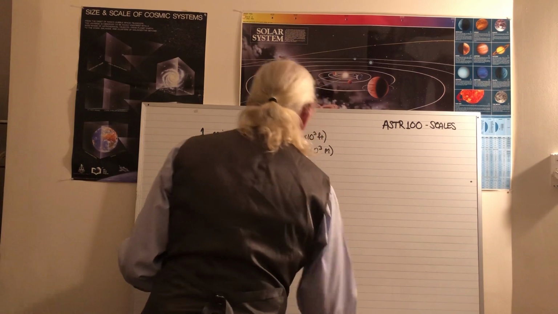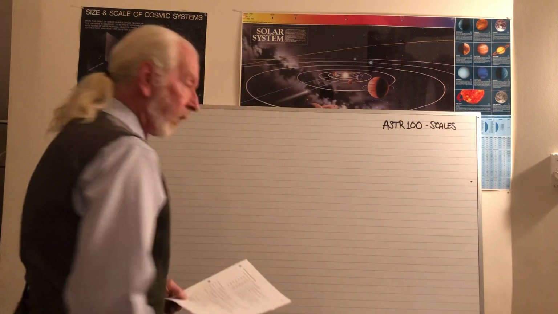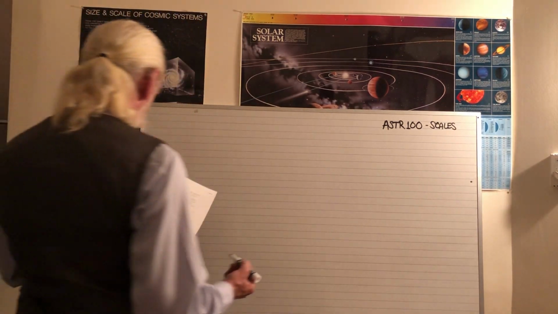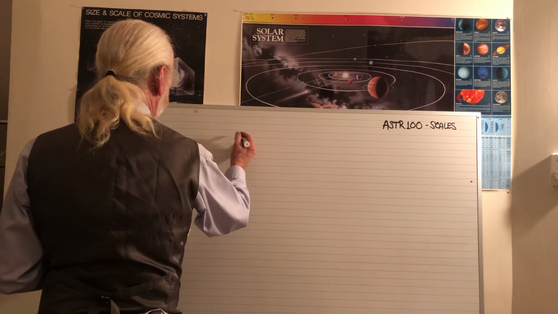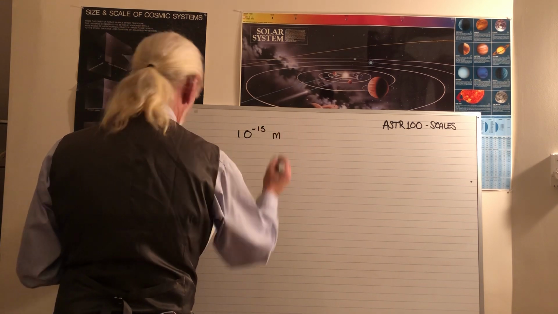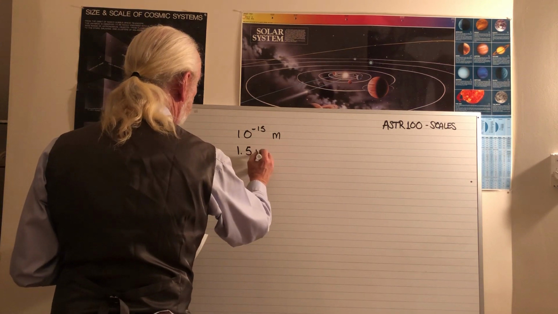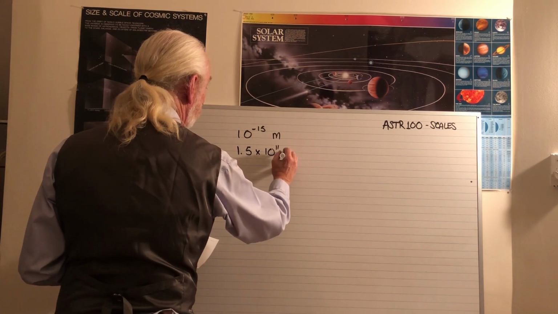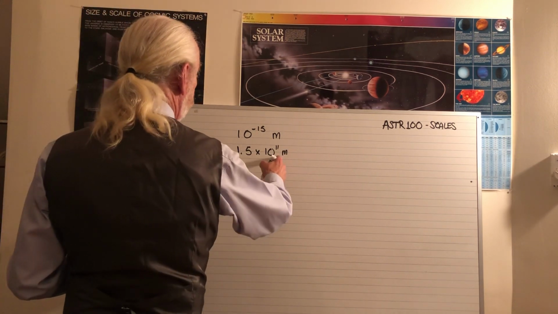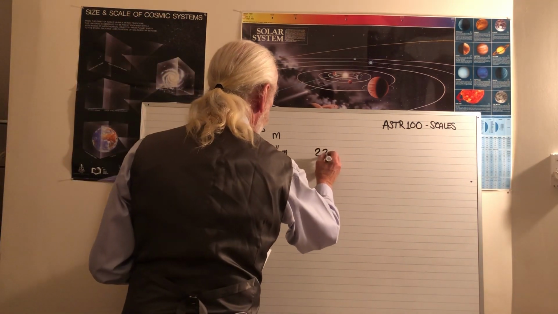Now, orders of magnitude is something that we deal with in astronomy. When we talk about orders of magnitude, we're talking about a rise or decrease in exponents. So, for instance, the size of a proton is roughly 10 to the negative 15 meters. The distance to the sun is 1.5 times 10 to the 11th meters. So between the two, from 11 to negative 15 is 22 orders of magnitude.